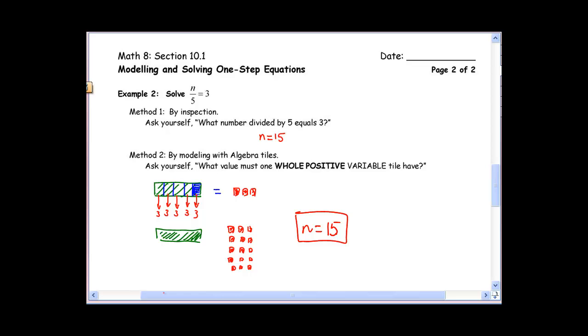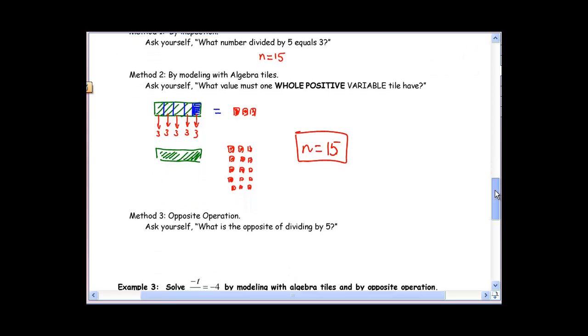Okay. All right, well, opposite operation is the third method. So what is the opposite of dividing by 5? So let me just quickly write this down again. We have n divided by 5 equals 3. The opposite of dividing by 5, can someone tell me? Somebody out there, tell me. Multiply by 5. So I'm going to ask you to just multiply by 5 on both sides.